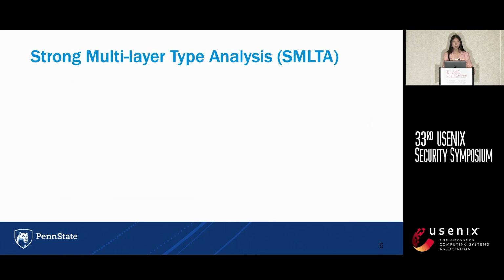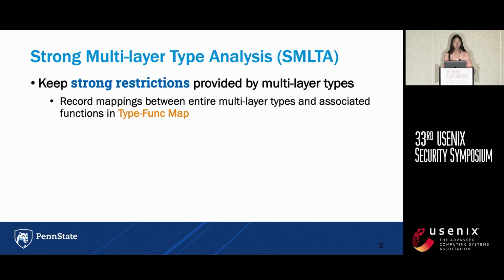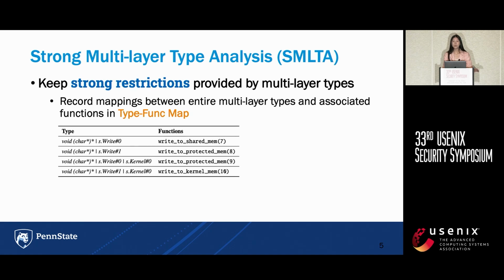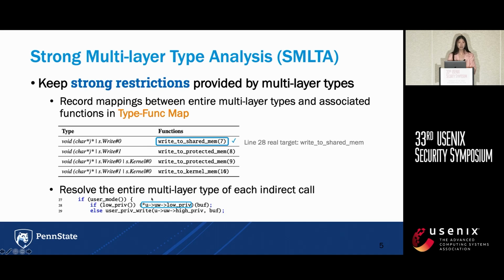To mitigate these false positives and further refine indirect call targets, we propose strong multi-layer type analysis, SMLTA. It keeps strong restrictions provided by multi-layer types by recording mappings between entire multi-layer types and associated functions in a data structure called a type-func map, because it's a mapping from type to func, as this table shows. Then SMLTA resolves the entire multi-layer type of each indirect call, producing the result write_to_shared_mem for the indirect call at line 28, which is exactly the only real target for this indirect call.